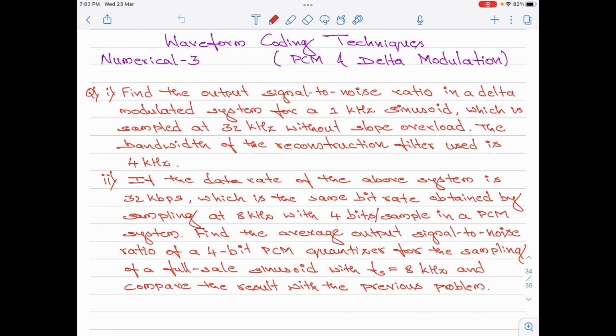Moving on to part 2 of the question. If the data rate of the above system is 32 kilobits per second, which is the same bitrate obtained by sampling at 8 kHz with 4 bits per sample in a PCM system, find the average output signal to noise ratio of a 4-bit PCM quantizer for the sampling of a full scale sinusoid with Fs equals 8 kHz and compare the result with the previous problem. Please note, when I say previous problem, it is with respect to part 1. Let us start with the solution part here.